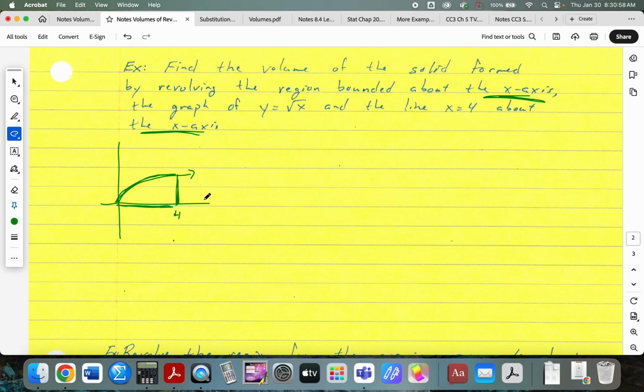And to indicate where the axis of revolution is, I draw a thing that looks like this, and people are like, is that a G? I'm like, no, it's spinning around that.